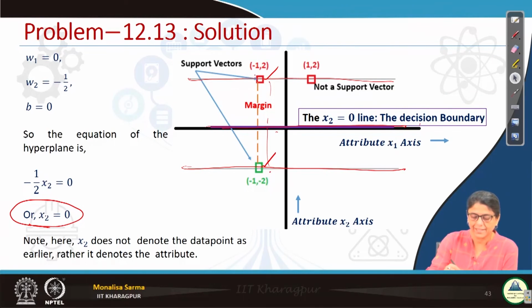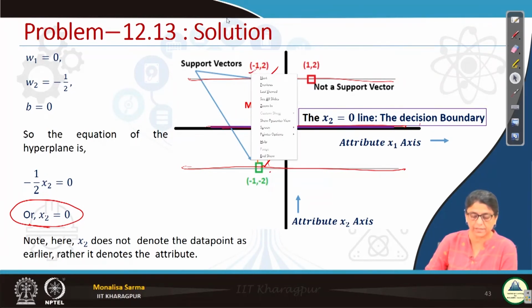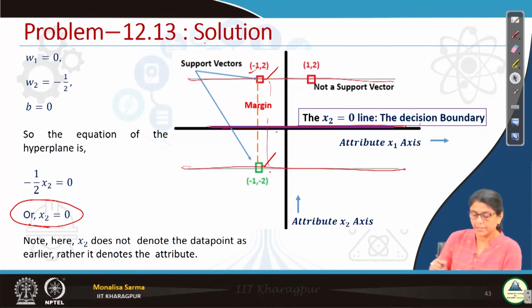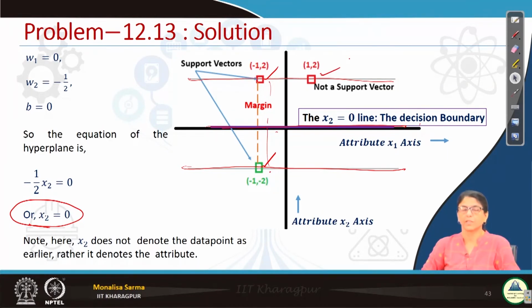Now, surprisingly, I got this as a support vector, and if this point also lies on the boundary, but I did not get it as a support vector. Why so? This is a bit contrary to what we have learned, isn't it? Because if this is a support vector, definitely this should also be a support vector.